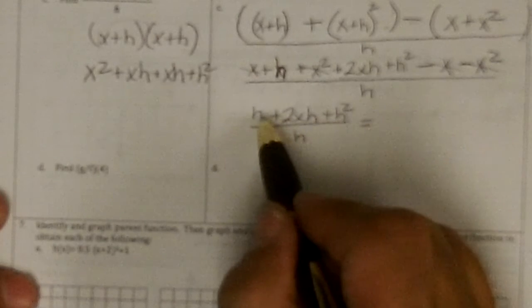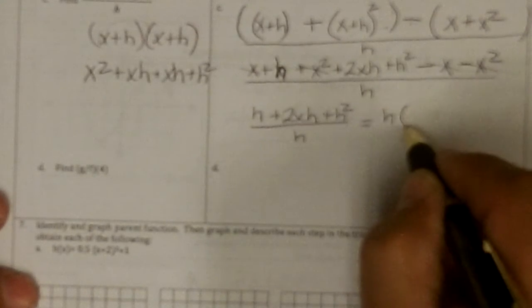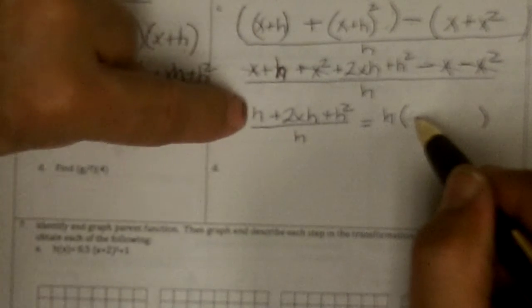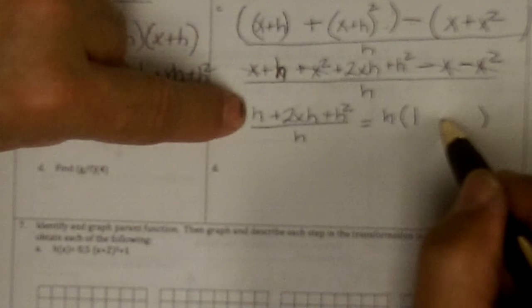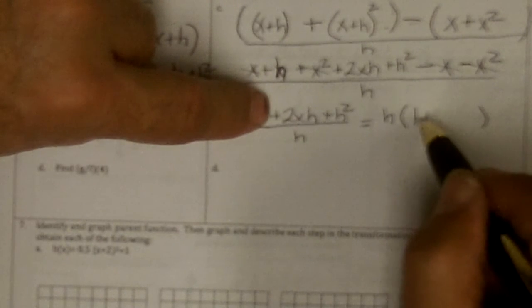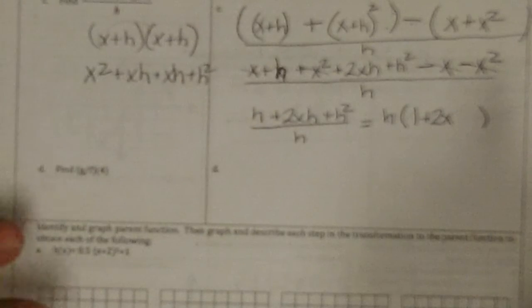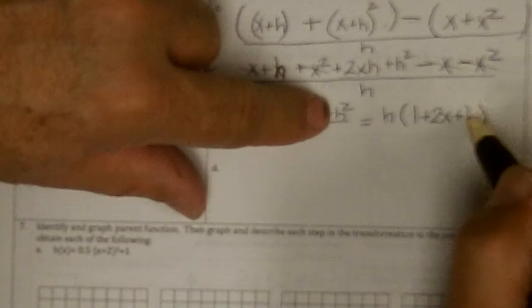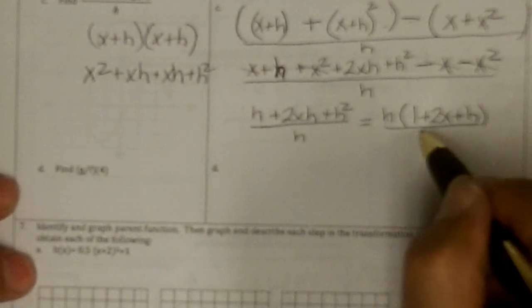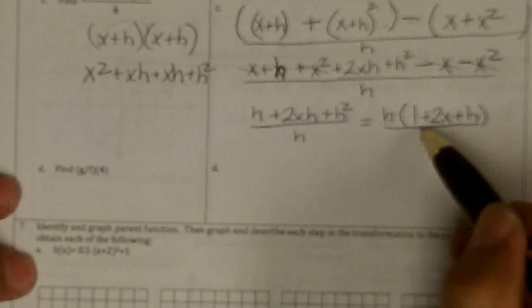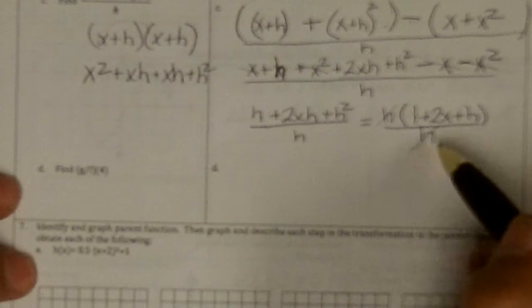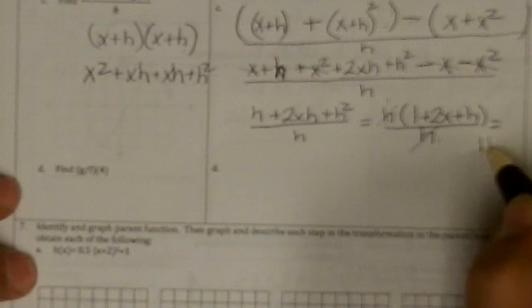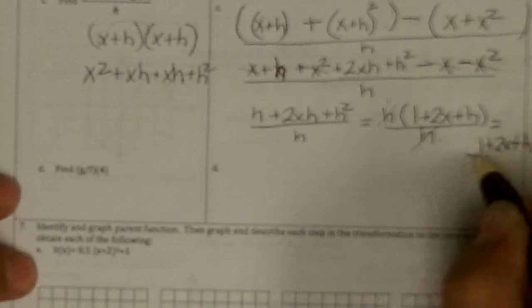you could also factor out an h in the numerator, and then we're going to write what h times what makes h? h times what makes plus 2xh? And that would be plus 2x. And h times what would be h squared? And that would be an h. And if that's over h, this h over h becomes 1 over 1, and I get just this, 1 plus 2x plus h.